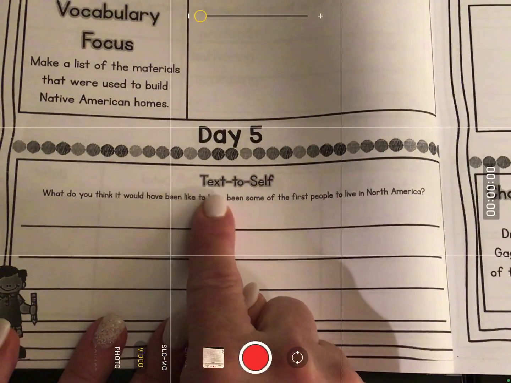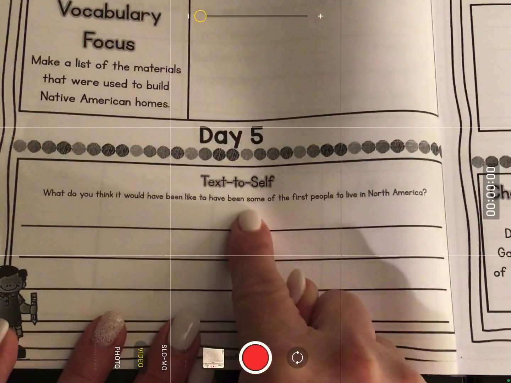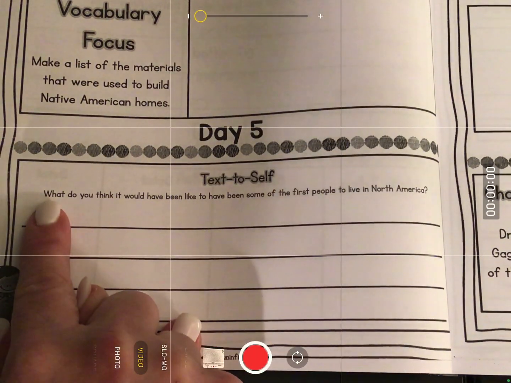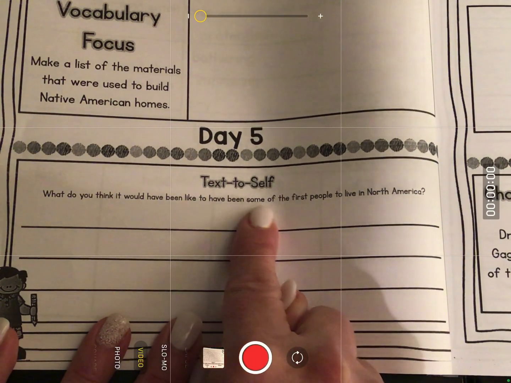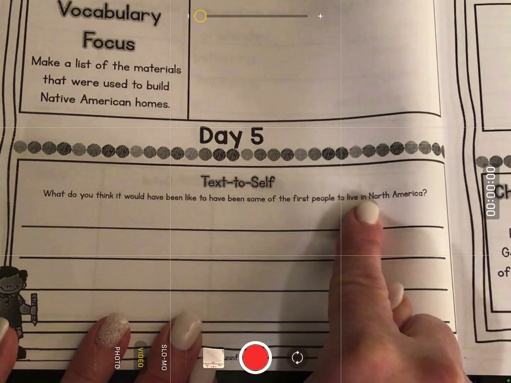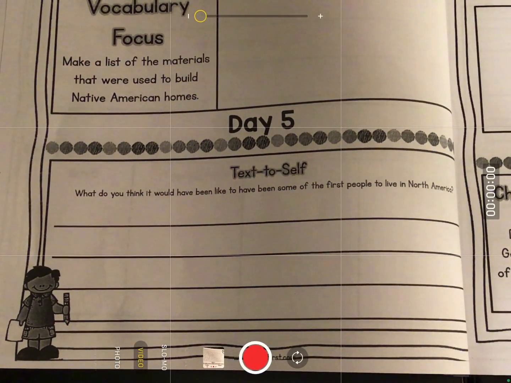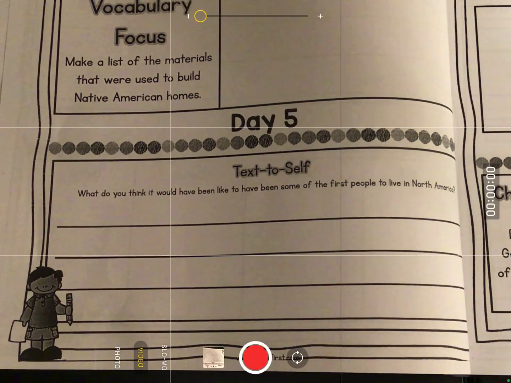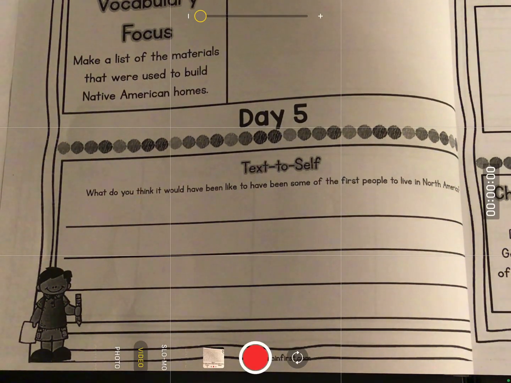And we have another text to self. What do you think it would have been like to have been some of the first people to live in North America? So think about our great big United States of America and think if your little group of people were the only ones on the land. What would that be like? Write a couple sentences on the line below.